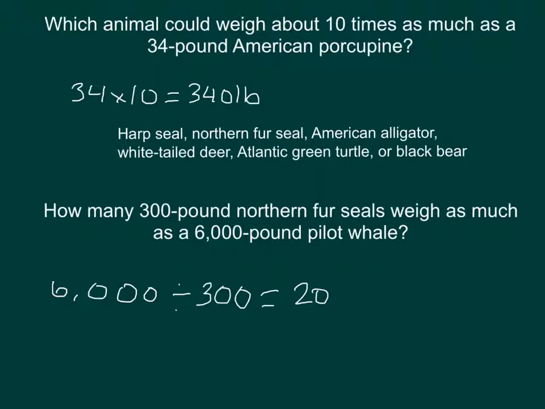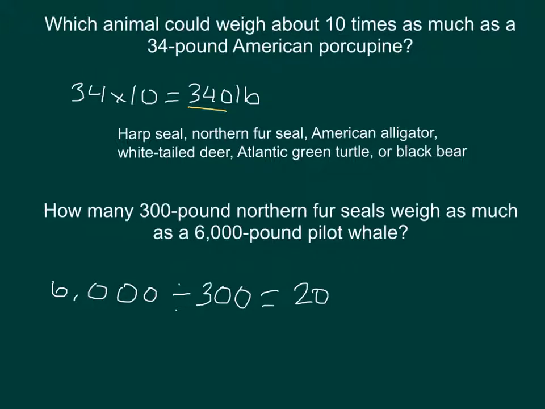In problem 1, I took 34 pounds and I multiplied it by 10 because I want to know 10 times as much as a 34-pound American porcupine. That leaves me a number of 340 pounds. So when I was looking at my animals, I was looking for animals where 340 would fall within the range of their weight. This left me with multiple different answers. So if you have any of these, you're correct. You might have said the harp seal, the northern fur seal, the American alligator, white-tailed deer, Atlantic green turtle, or a black bear. All of these animals have a range in which 340 pounds falls within it.